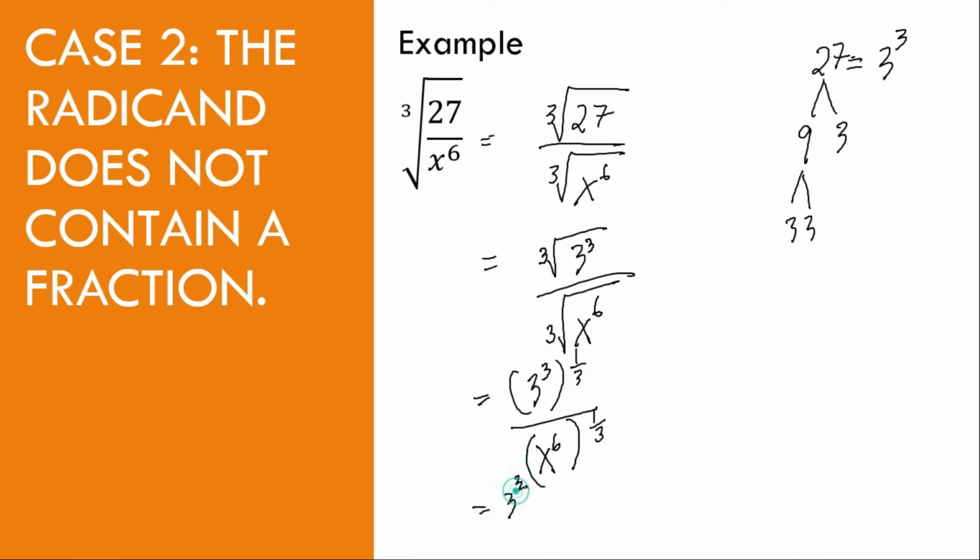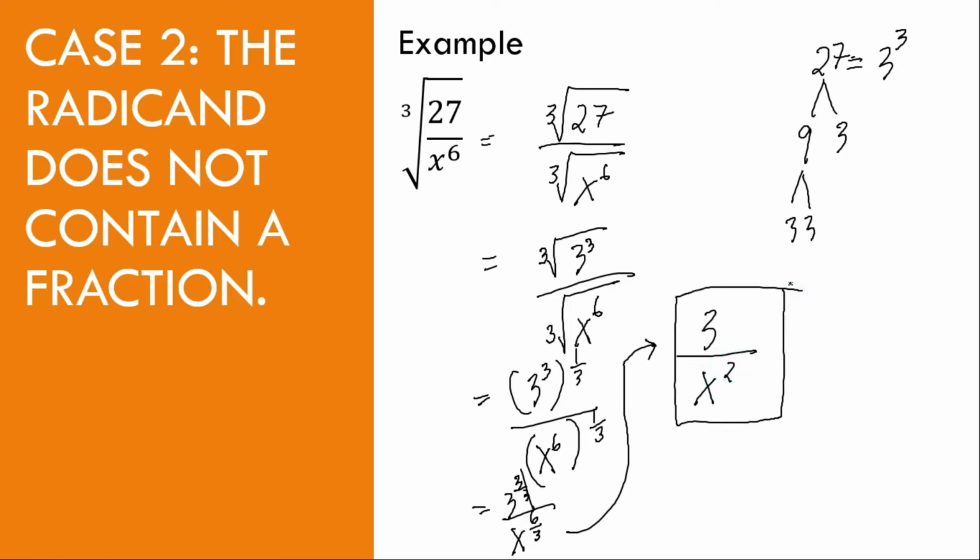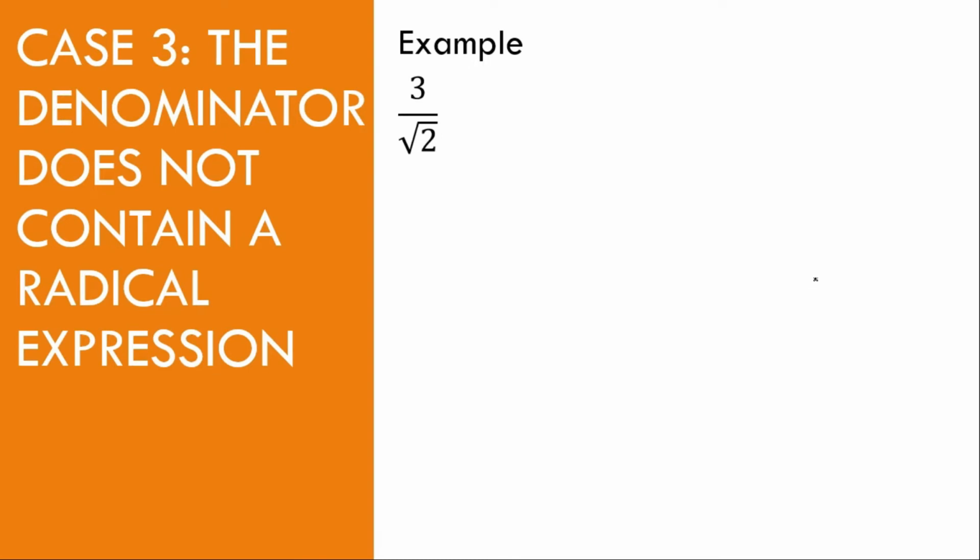So, you will have 3 raised to 3 over 3, tsaka x raised to 6 over 3. Okay, after that, simplify. So, yung 3 over 3 natin can be written as 3 raised to 1 na. So, 3 na yung numerator natin. Yung denominator naman, yung 6 over 3 is equal to 2. So, ito na yung final answer ninyo.